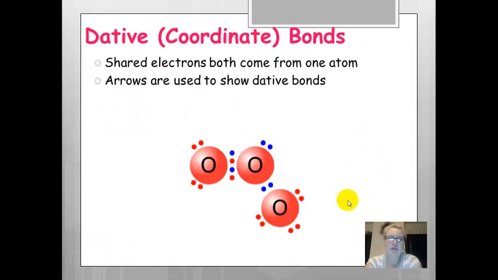A dative or coordinate bond is formed when both electrons that are being shared come from the same atom, and sometimes arrows are used to show dative bonds. So an example would be in ozone, O3. So these 2 oxygens are each sharing 2 electrons to form a double bond. But you can see these 2 oxygens, both electrons that are being shared are blue, coming from the central oxygen. So this right here is a dative bond.